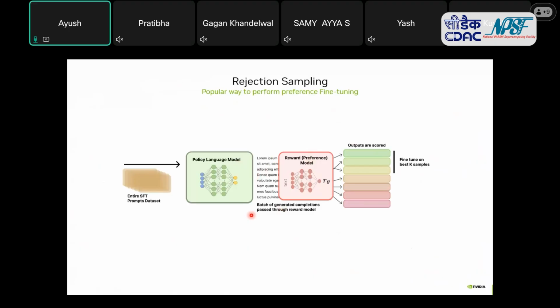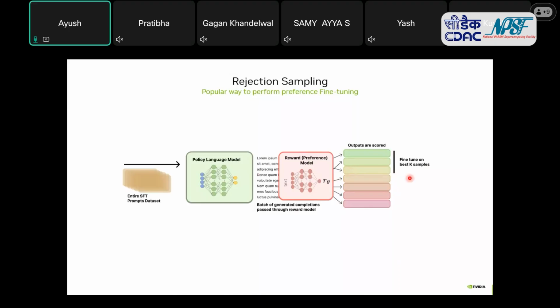Now we pass all of these prompt-completion pairs through a reward model to get a matrix of rewards. Each reward is computed through a reward model. And now you only select the top n completions. There are multiple methods to select the top completions, right? So you only select the completions which are highly rewarded by your reward model, and you reject all the answers which are below a certain threshold.